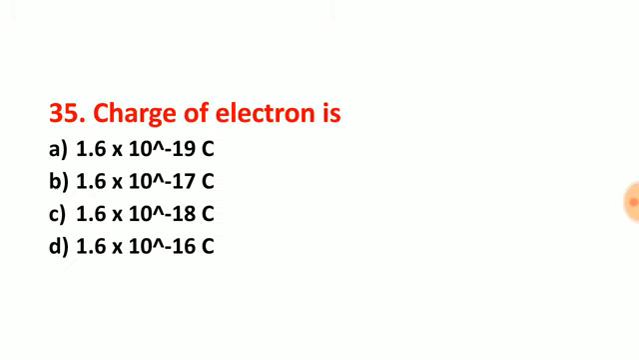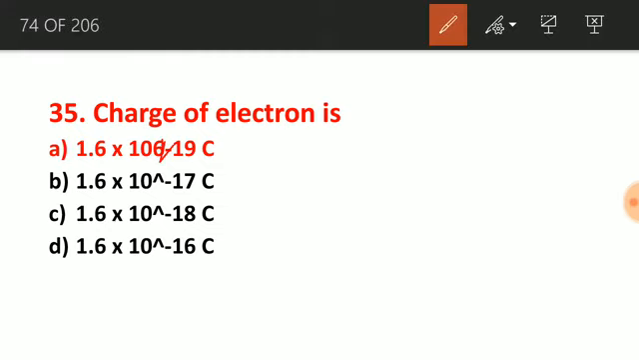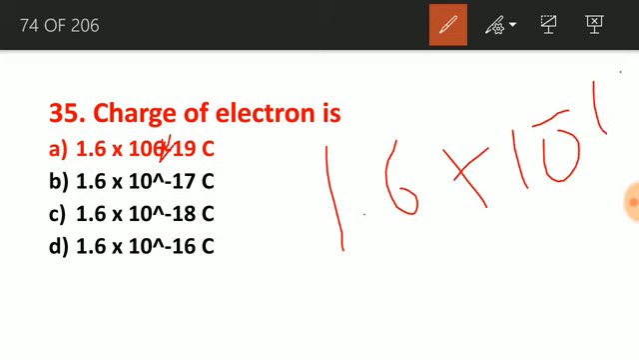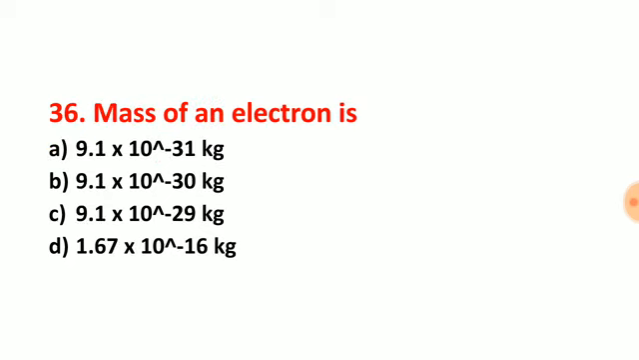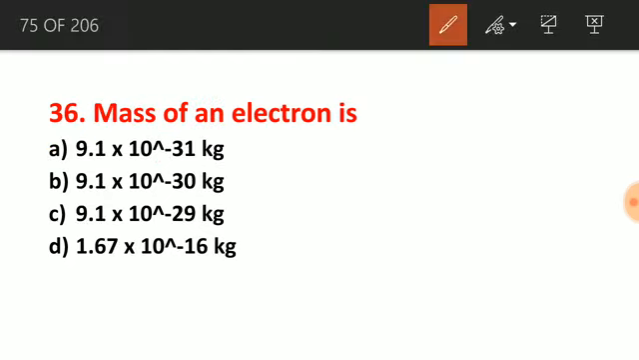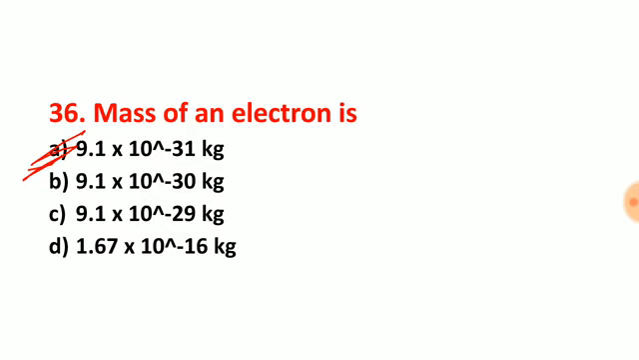Question number 35, charge of electron is 1.6 into 10 to the power minus 19 coulomb. Coulomb is the unit. So option choice A is the correct answer for question number 35. Question number 36, mass of an electron is 9.1 into 10 to the power minus 31 kg. This is the mass of the electron. Option choice A is the correct answer for question number 36.